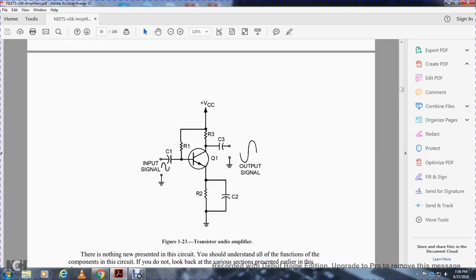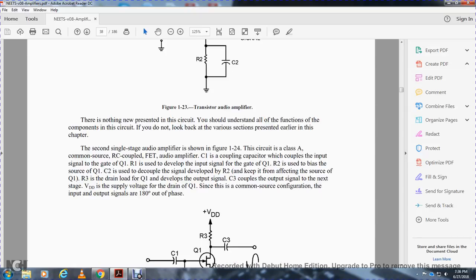All right, we have the collector voltage and collector current going through resistor 3, and capacitor 3 goes out to the output. The transistor sits between the circuit of resistor 3 and resistor 1, and resistor 2 and capacitor 2, with the input signal grounded. You should understand all the functions that come on within the circuit if you look at the various sections presented earlier in the chapter.